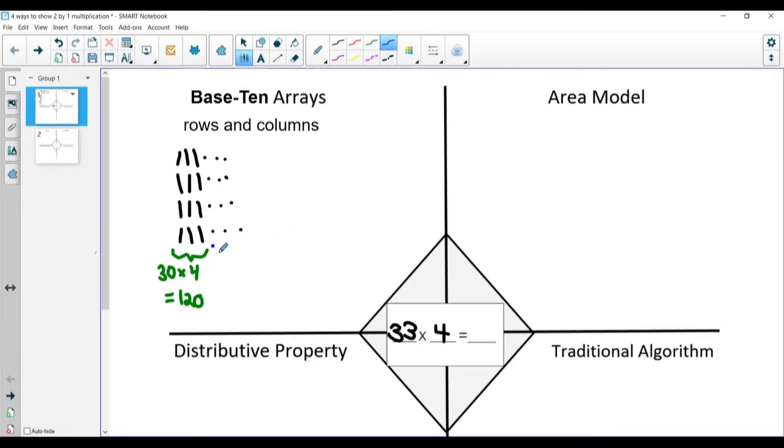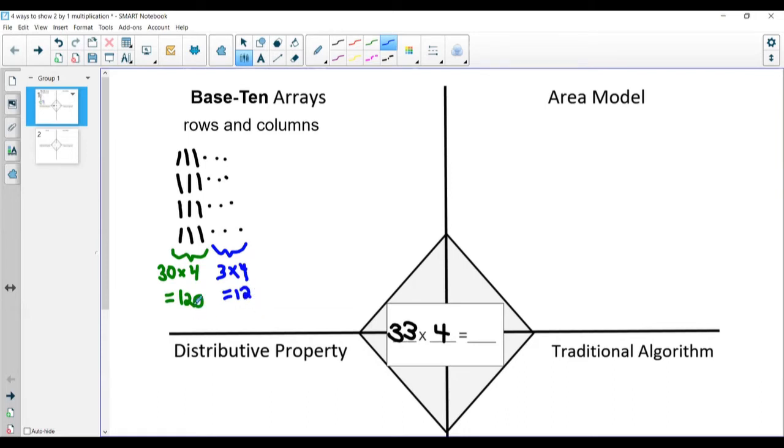When I look at my 1s, I can figure out my 1s by counting all of my 1s, or I can use multiplication. If I count all of my 1s, I would be counting 3, 6, 9, 12. If I used multiplication, I would be thinking I have 3 1s and 4 rows of those 3 1s. So I would be doing 3 times 4 is equal to 12.